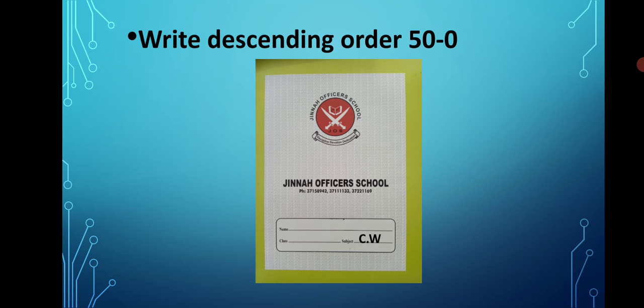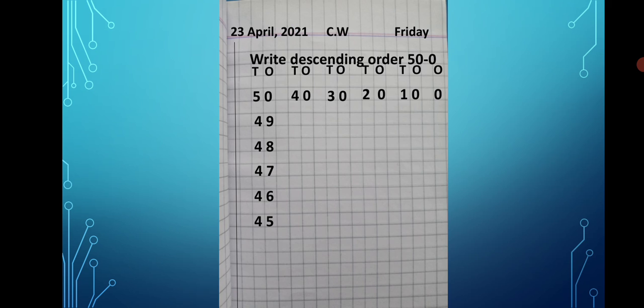So students, today we will write the descending order 50 to 0. So hurry up, take out your classwork copy of math and get your page ready like this. At the top of the page, write the date and day, draw a margin line and write descending order 50 to 0.